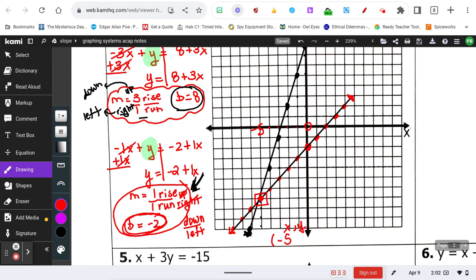And what's the y? Let's see, -1, -2, -3, -4, -5, -6, -7. There we go. So that is the ordered pair that makes the right side equal to the left side of the equation in both equations. So that is your solution.